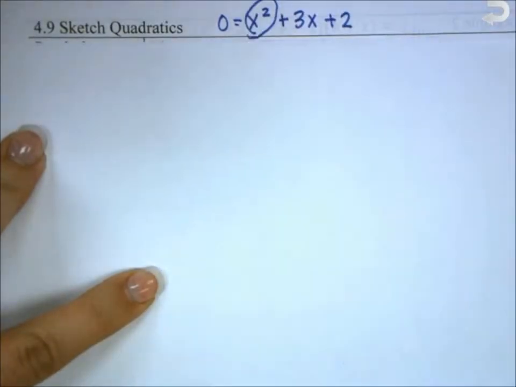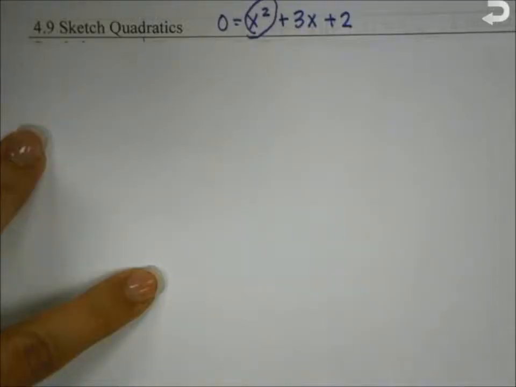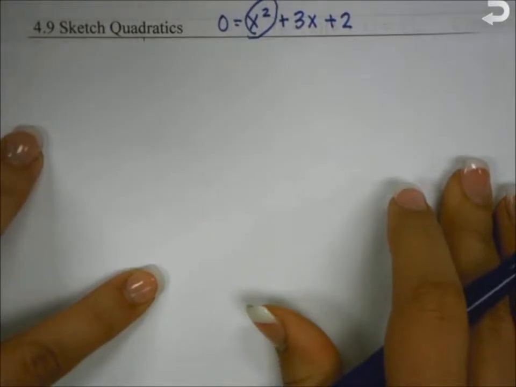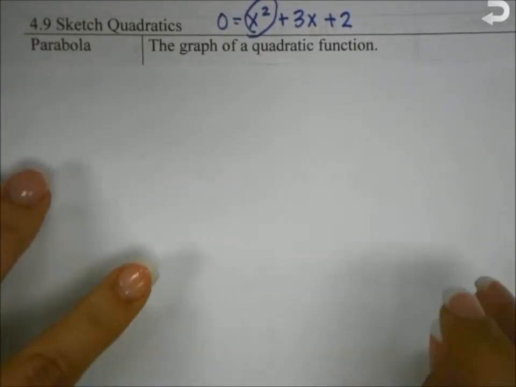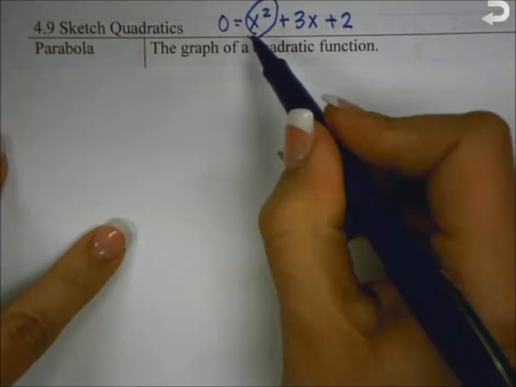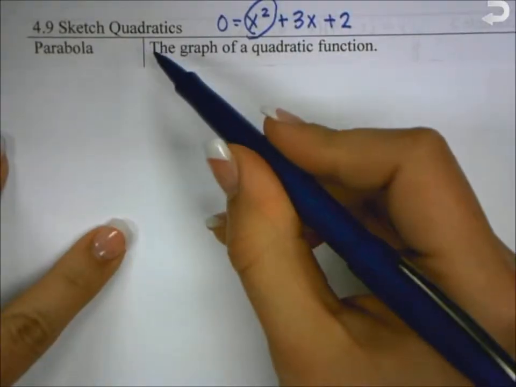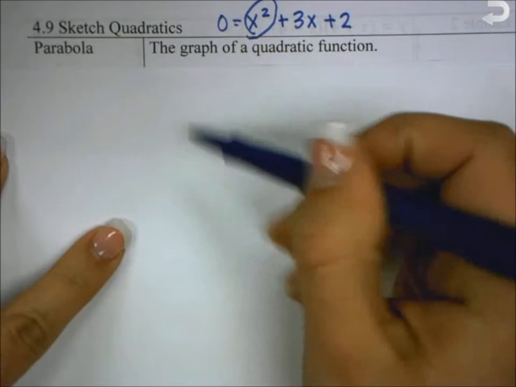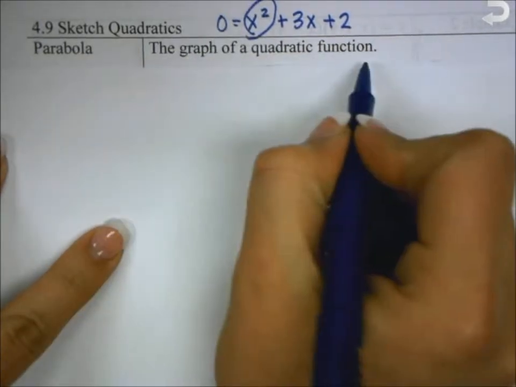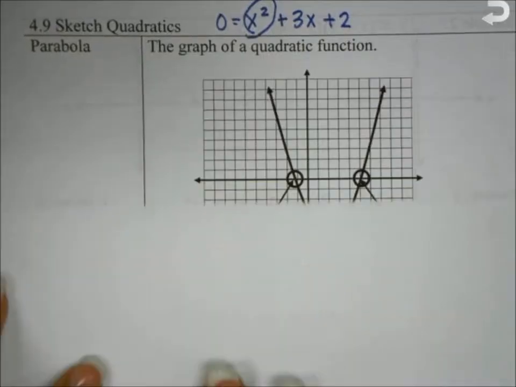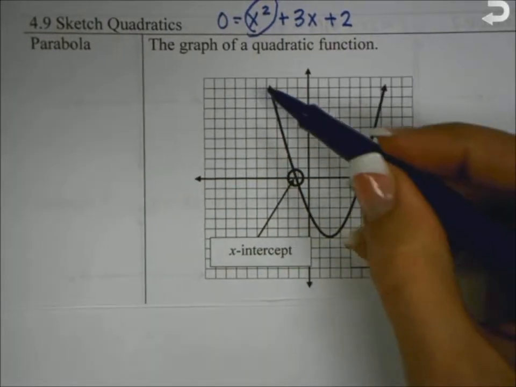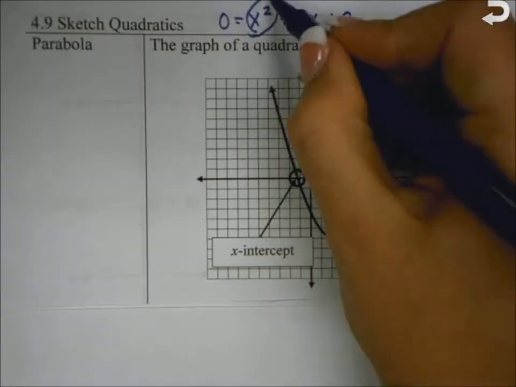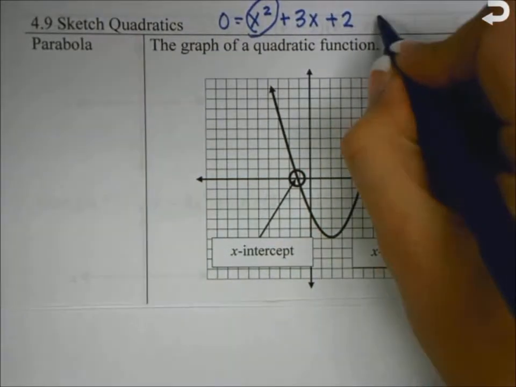Now we're actually going to sketch these things. The first thing we have to know when we're sketching them is what the graph is called. For the quadratic equations, the ones that have the x squared, our graph is called a parabola. So the graph of a quadratic function is a parabola, and this is what it looks like. A parabola is U-shaped.